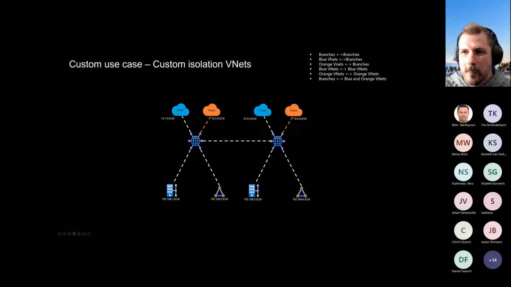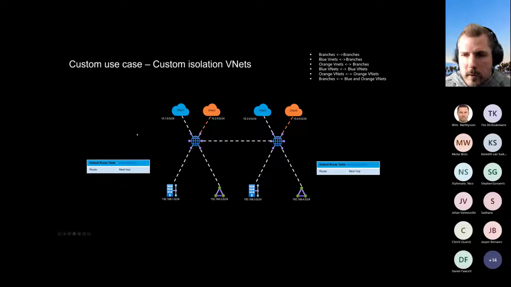So in this case, I want to make sure my branches can still talk to each other. My blue VNets can still talk to the branches. My orange VNets can still talk to any of my branches, but I only want my blue VNets that are running similar workloads to be able to talk to each other, and I only want my orange VNets that have similar workloads talking to each other.